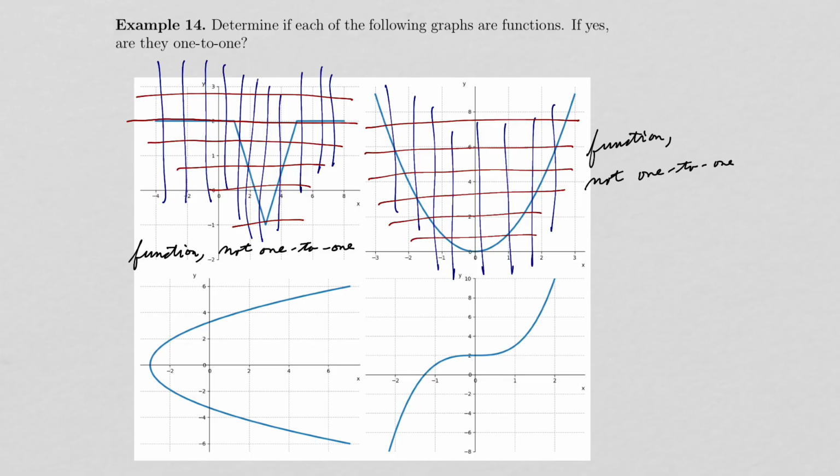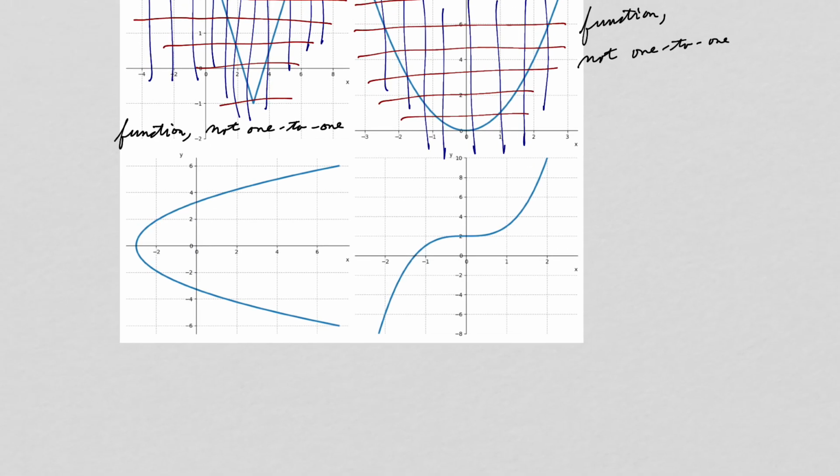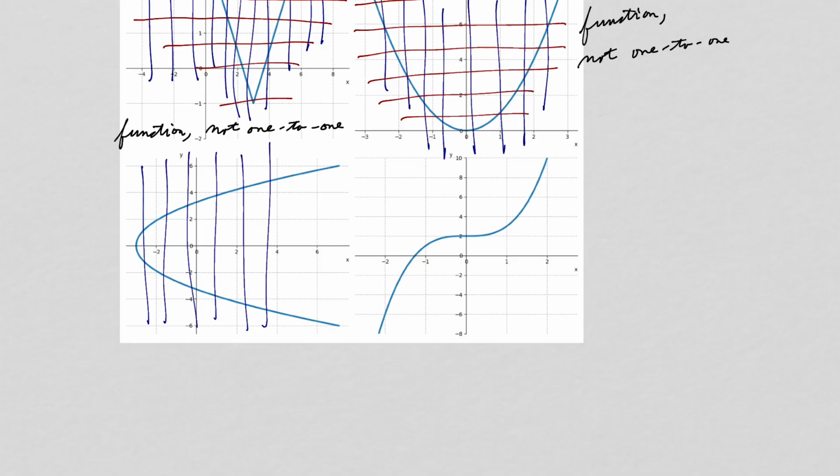Okay, what about the one in the bottom left? Actually, as soon as I go to the vertical line test, it doesn't even pass that. It intersects in more than one place. So this is not even a function. So I don't even have to test to see whether it's one-to-one. It's not even a function.